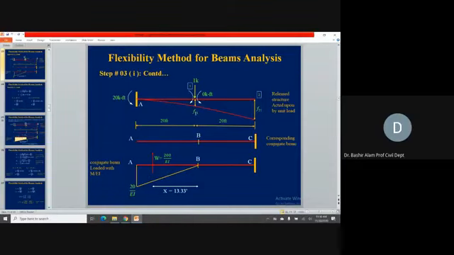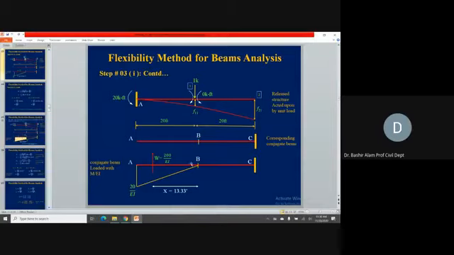Now, F11, which is the deflection corresponding to AR1 due to unit action, means it is a flexibility coefficient, and F1 due to 1, F2 due to 2. Now we can find out. We already know the relation between the actual and the conjugate beam values.